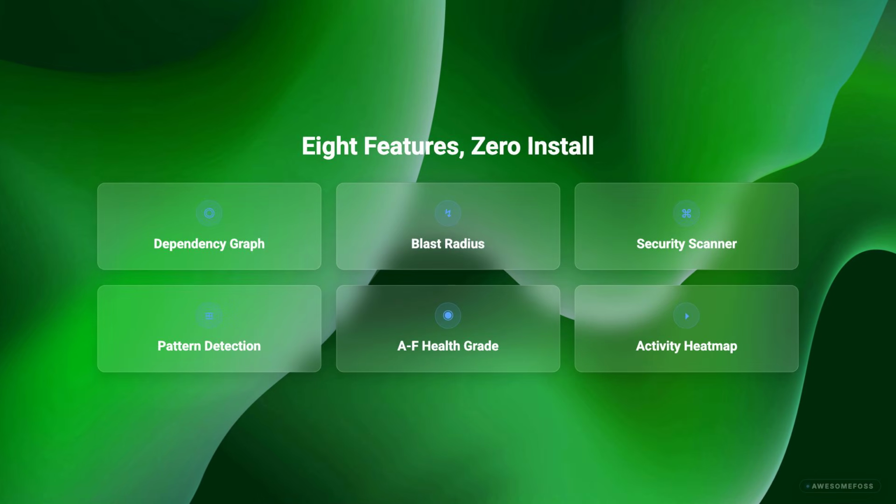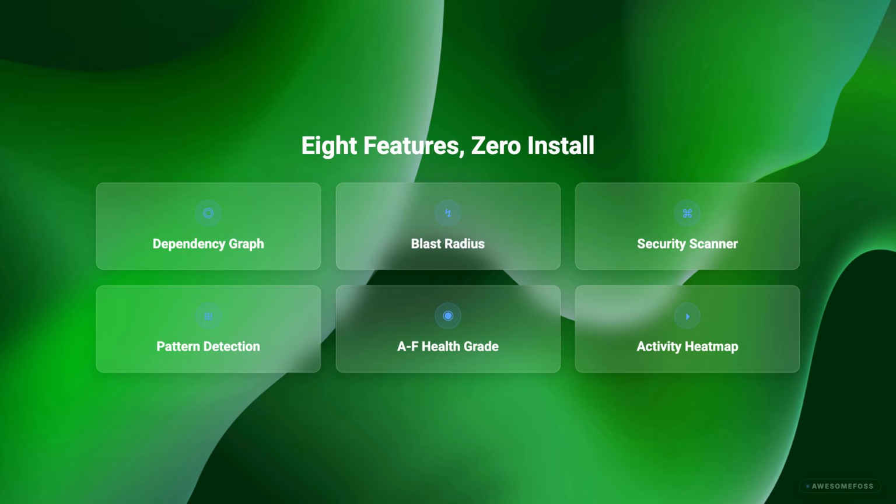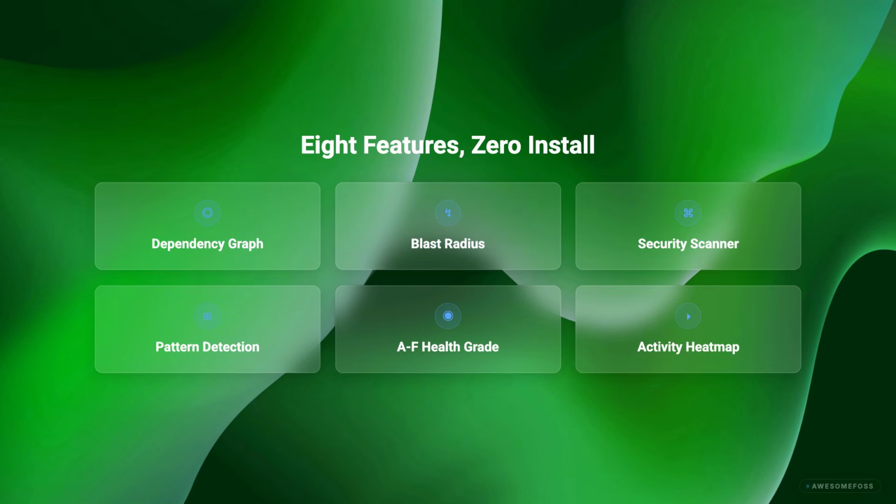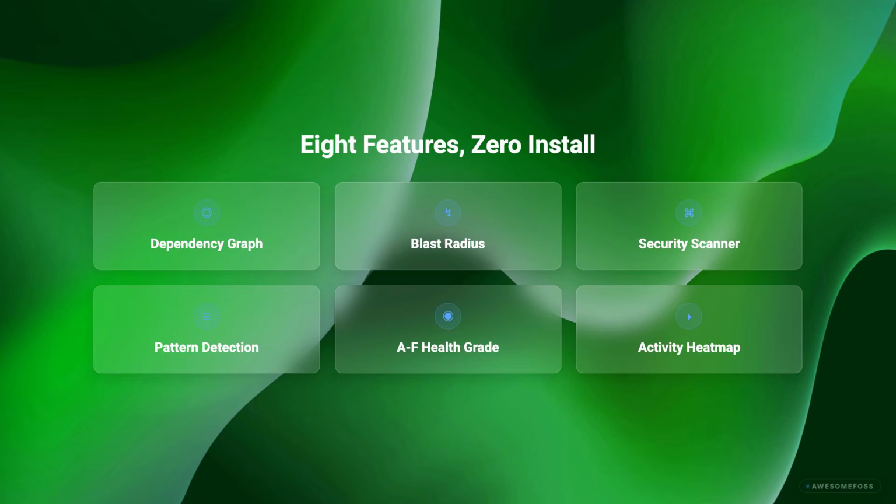Interactive dependency graph. Drag, zoom, pin nodes. Blast radius analysis. Pick a file, and it highlights everything that imports it, everything that imports those, all the way down. Security scanner that flags hard-coded secrets, SQL injection, and dangerous eval calls. Pattern detection for singletons, factories, observers, and React hooks, plus anti-patterns. A health grade from A to F that covers dead code, circular dependencies, and coupling.